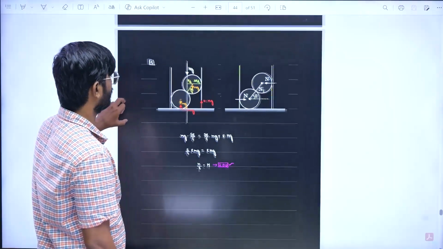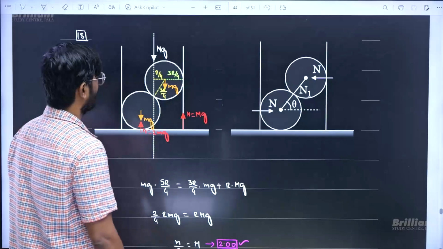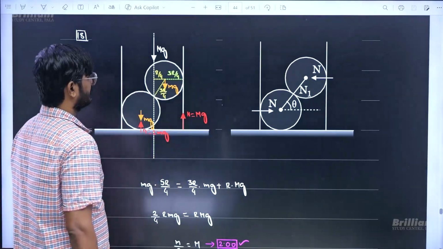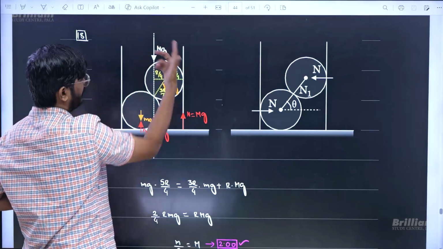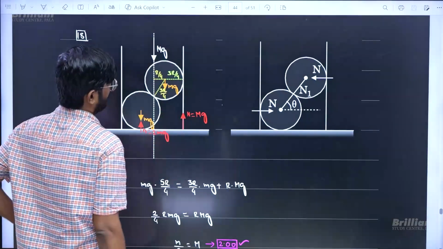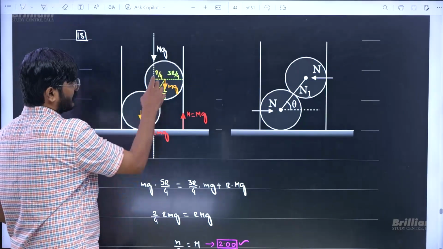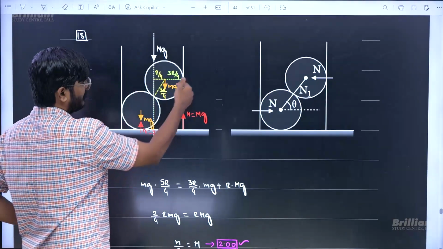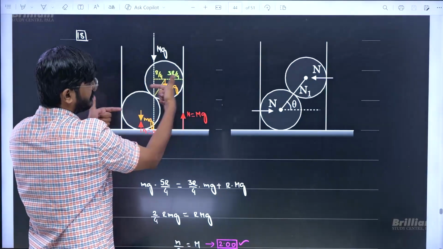So if you draw the free body diagram of cylinder plus masses together, weights will be there, mg, and the weight of the cylinder will be at the center of mass. Now if you draw the free body diagram of only these two spheres, there will be extra forces N and N coming into the picture. Horizontal force will be coming into the picture.